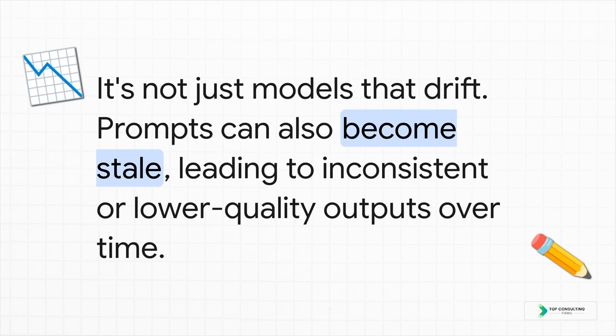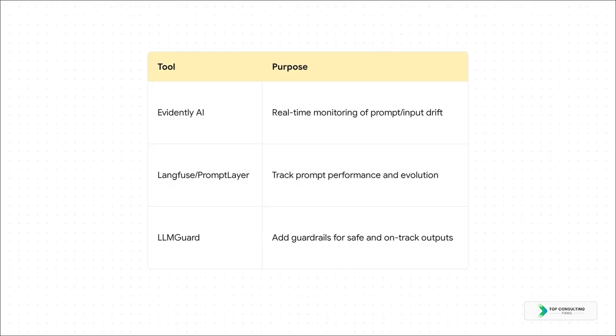Look, we all know that models can get stale over time, but it turns out the prompts we write, the very questions we ask, can also get stale. They can lead to worse and worse results as the world changes around them. The ecosystem has come up with some amazing tools for this exact problem.